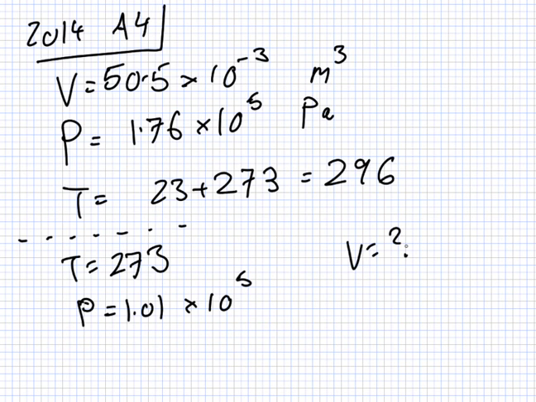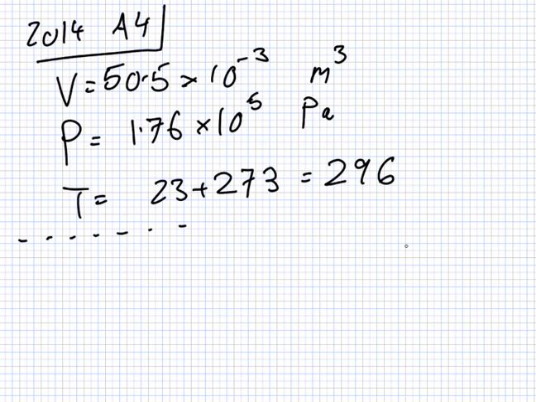This question's a little bit strange, because I feel like the first thing I should try to do is get the number of moles. That's the second part, so I'm going to do the second part first. You could use P1V1 over T1, but I don't like using that. So I'm going to go with PV equals nRT. So n is PV over RT.